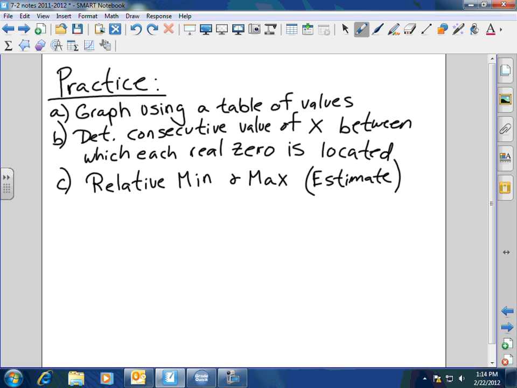Let's go ahead and try one. F of x equals negative x cubed minus 4x squared.